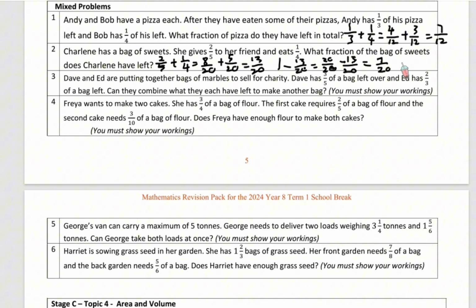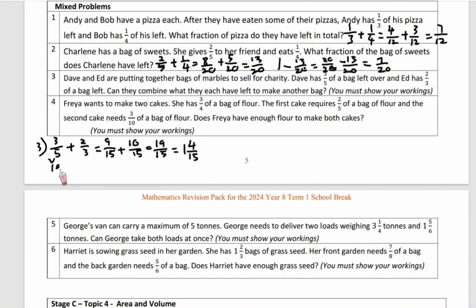So we will need to add both of them together first. I'll write here since I have no space. 3 over 5 plus 2 over 3 would equal 9 over 15 plus 10 over 15, which is 19 over 15, which is 1 and 4 over 15.